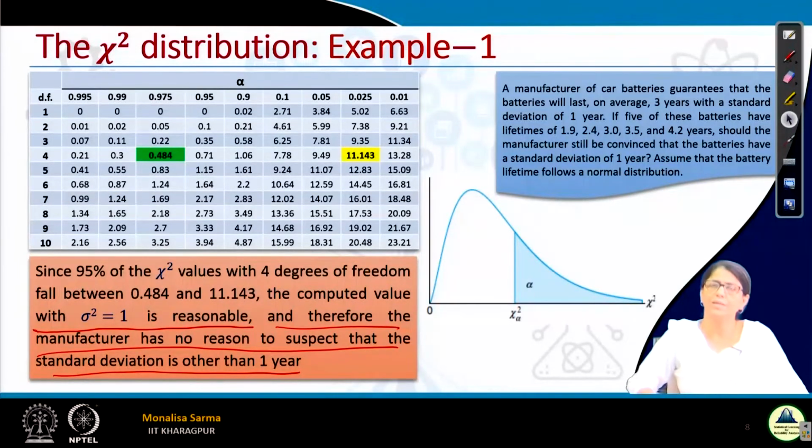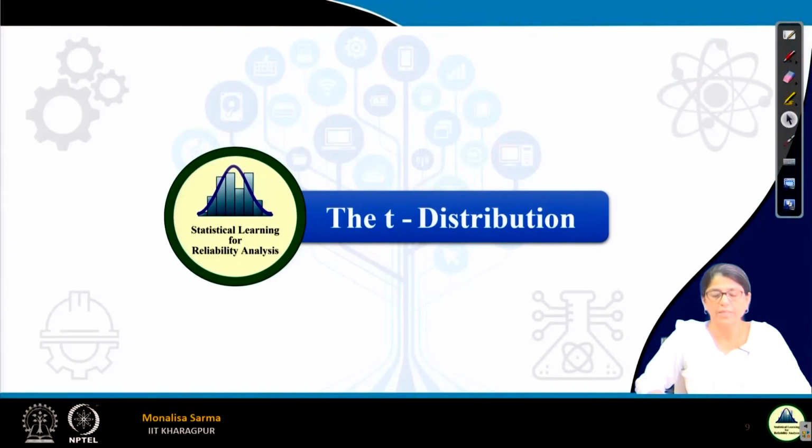But all these things, when you talk about probability, are probability concepts. Probability means uncertainty is always there. It is not a definitive answer. So that is the chi-square distribution.